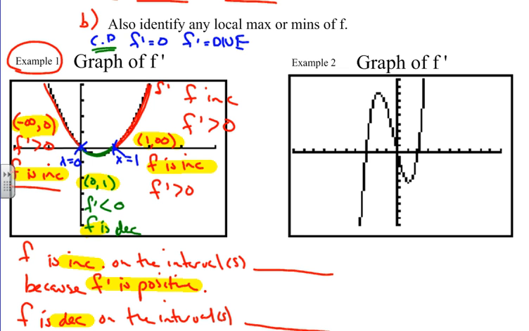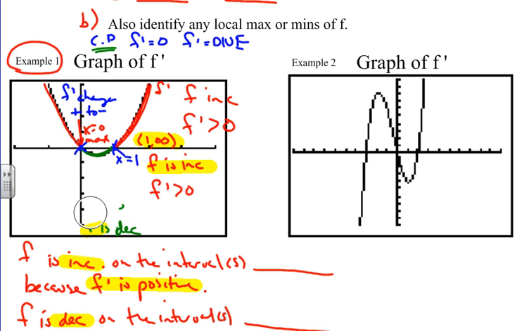So let's use what we know. At x equaling 0, we notice that F prime changes from positive to negative. If that changes from positive to negative, then we know that this critical point right here, x equaling 0, is a max. That's a max. And I'm going to erase some of this other stuff. So we have right here, this is a max.